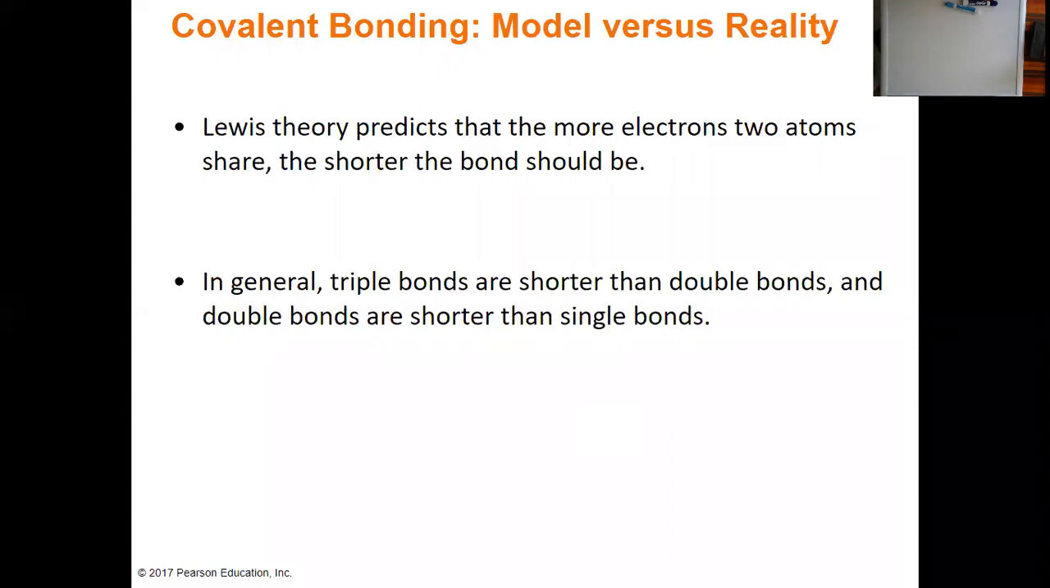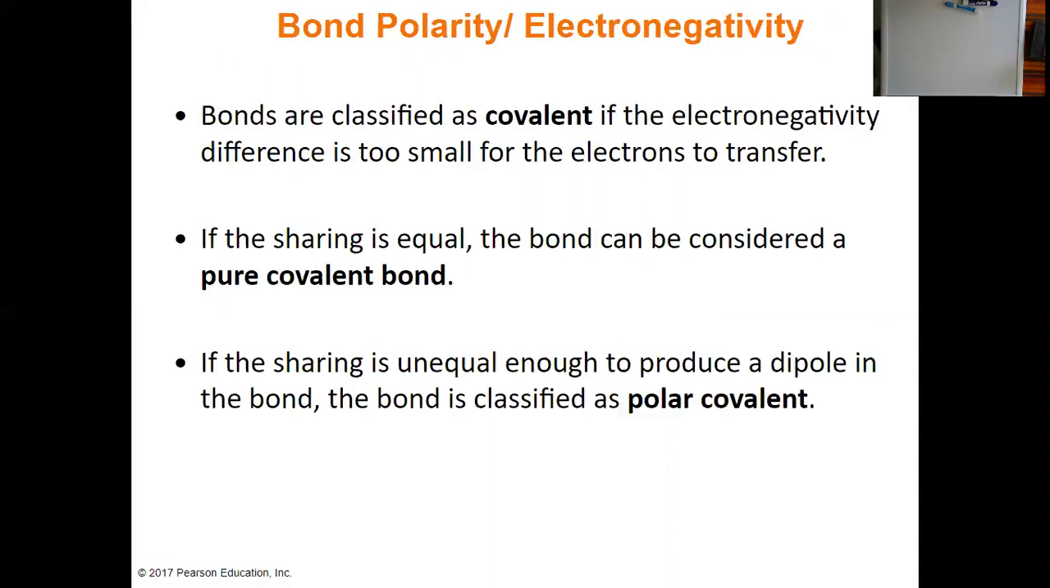Okay, so triple bonds are stronger than double bonds, and they are also shorter than double bonds. Double bonds are stronger than single bonds, and they are also shorter than single bonds. So that's a good trend. That's an easy trend.